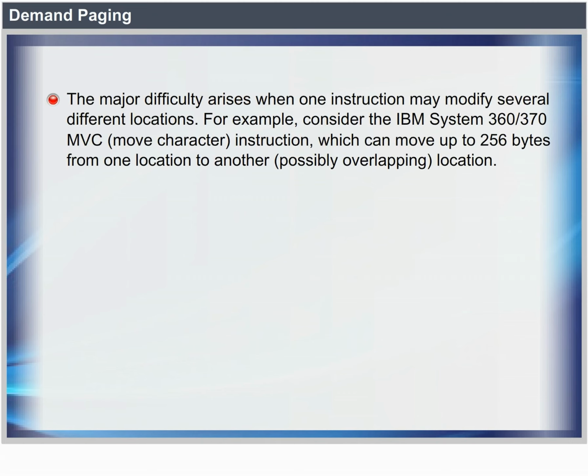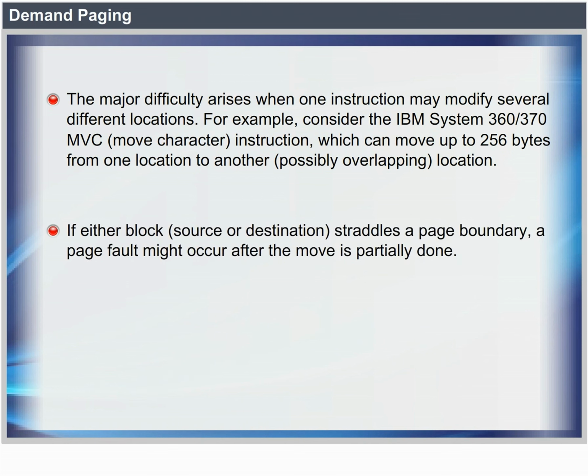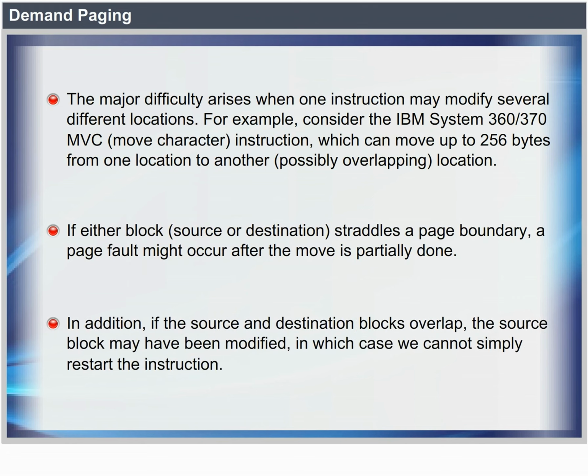The major difficulty arises when one instruction may modify several different locations. For example, consider the IBM System 360/370 MVC move character instruction, which can move up to 256 bytes from one location to another, possibly overlapping location. If either block, source or destination, straddles a page boundary, a page fault might occur after the move is partially done. In addition, if the source and destination blocks overlap, the source block may have been modified, in which case we cannot simply restart the instruction.